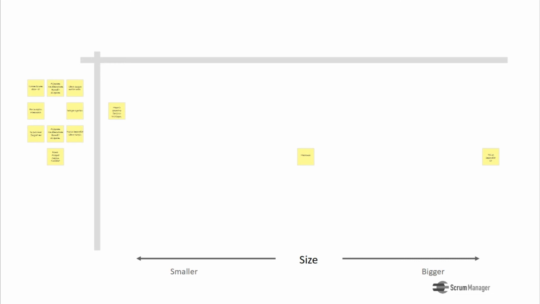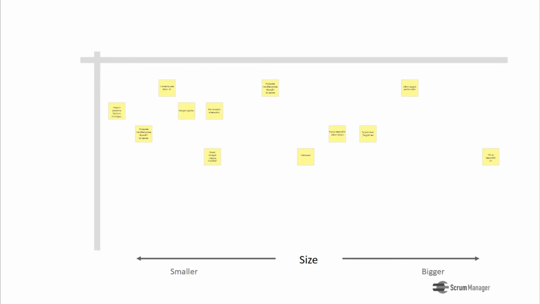Once these 3 points are marked as a reference, the rest of the stories are placed in the relative horizontal position that corresponds to them, depending on whether they're larger or smaller than the stories on their sides. Finally, the product owner distributes them vertically, higher or lower, depending on their priority.